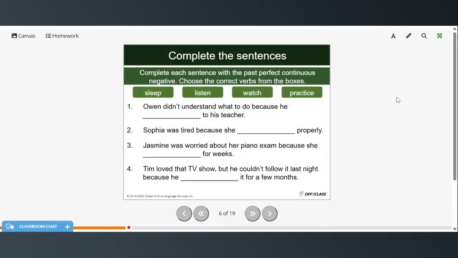Now complete each sentence with the past perfect continuous negative, and you can choose the correct verbs from the boxes. You can pause the video, try this on your own, and then restart when you're ready to check your answers.